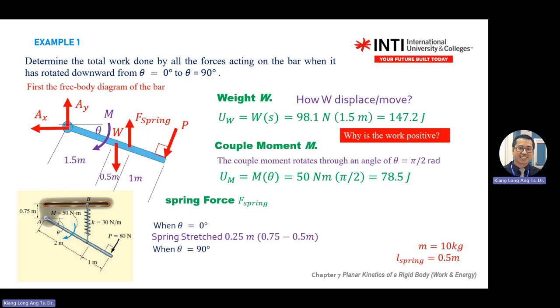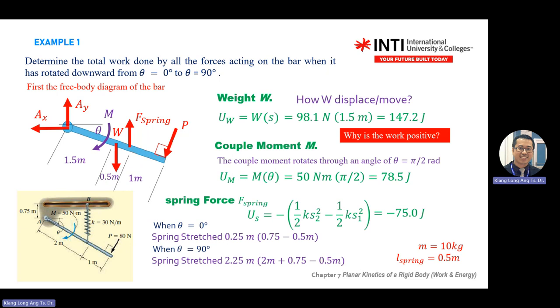Spring force. Oh, too fast. Okay, spring force, you use this equation: minus bracket half k x2 squared minus half k x1 squared. So when it's at 0 degrees, the spring is actually stretched by something. It stretches 0.25. How to find 0.25? Take this gap, 0.75, minus the original length of the spring, which is 0.5. So it stretches a certain length. So at 90 degrees, this length here is 2. So at 90 degrees, the length is actually 2 meters plus 0.75 minus the original length.